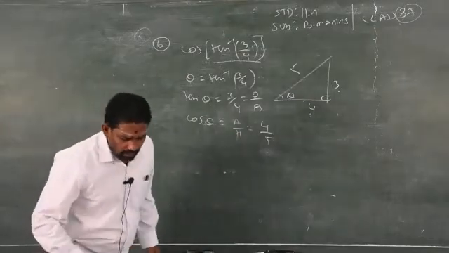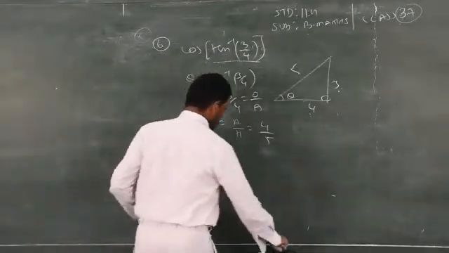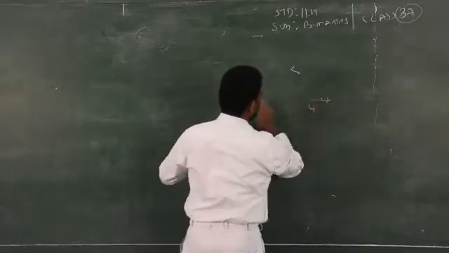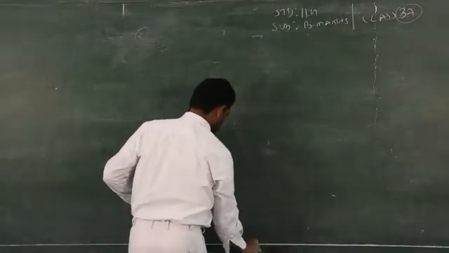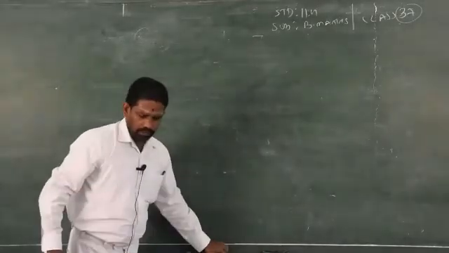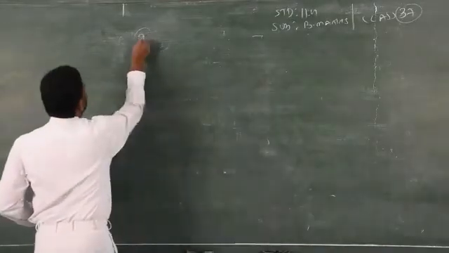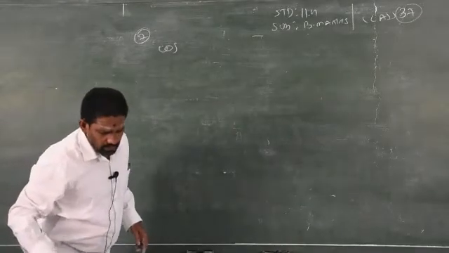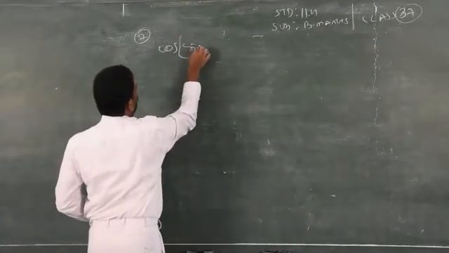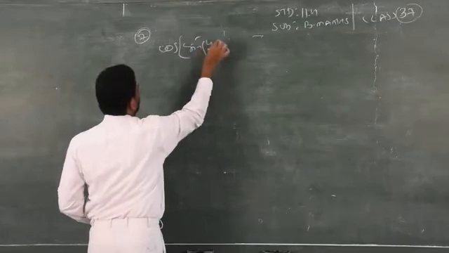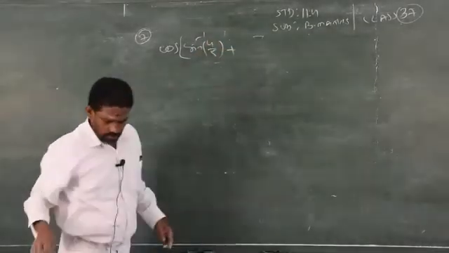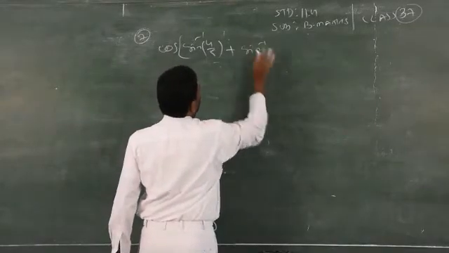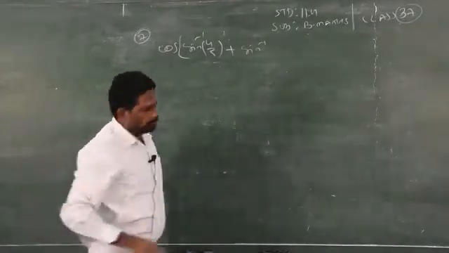Now we'll go to sum number 7. Sum number 7. cos of sin inverse of 4 by 5 plus sin inverse of 12 by 13.